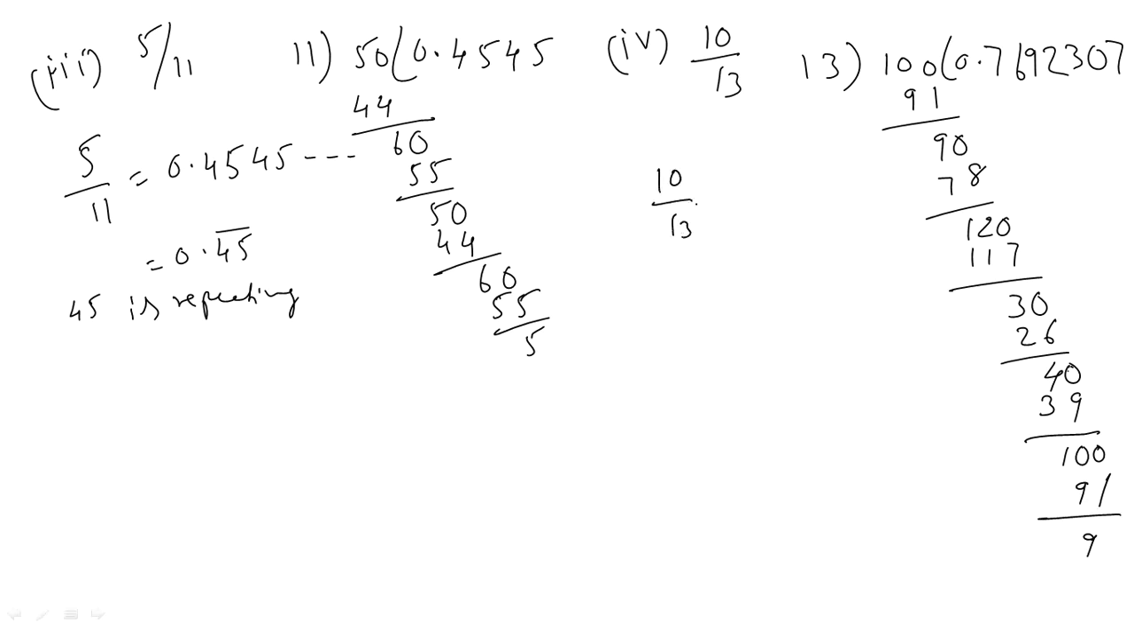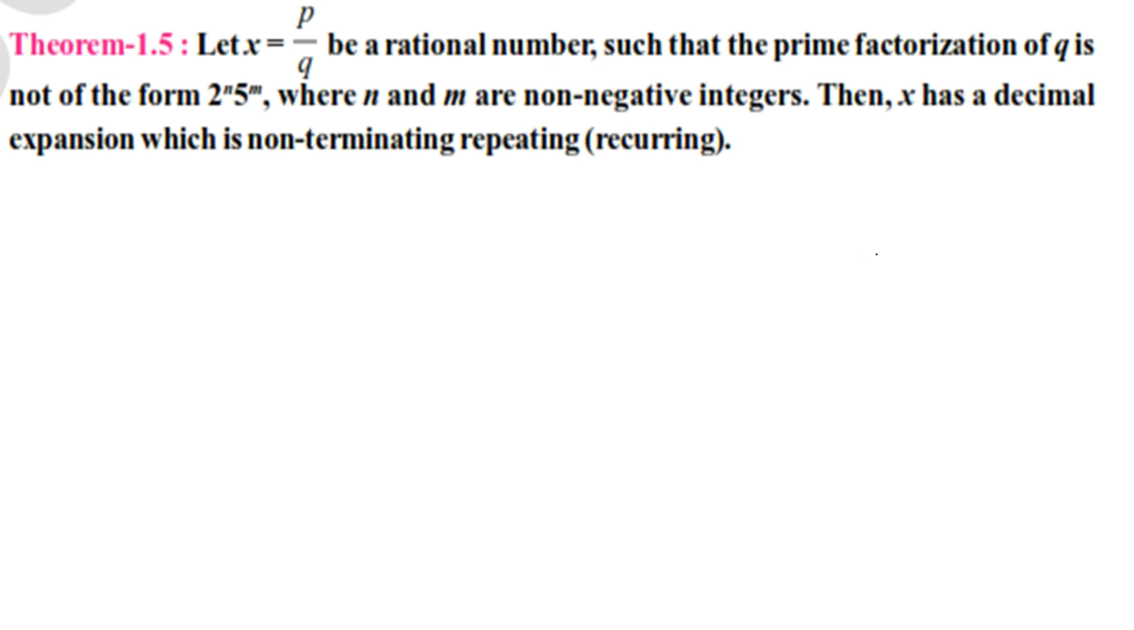10 by 13 is equal to 0.7692307769 and so on, which can also be written as 0.769230 bar. Okay, so this is the fourth problem.